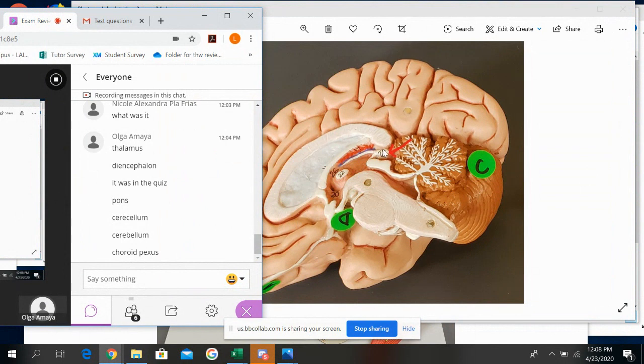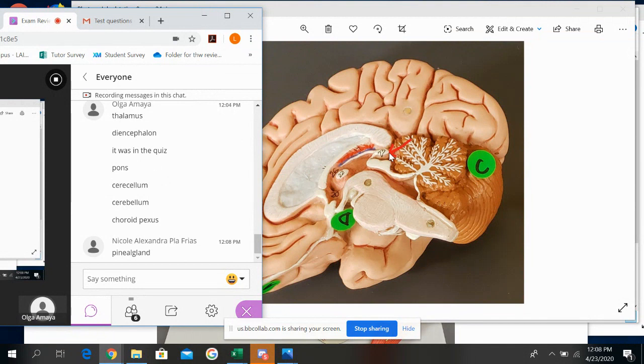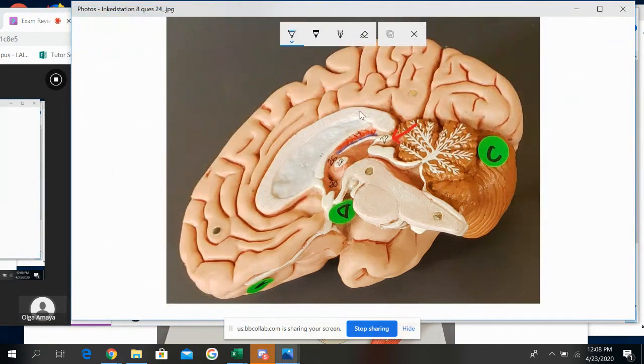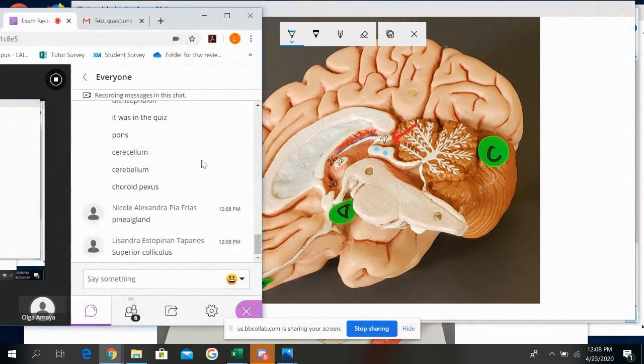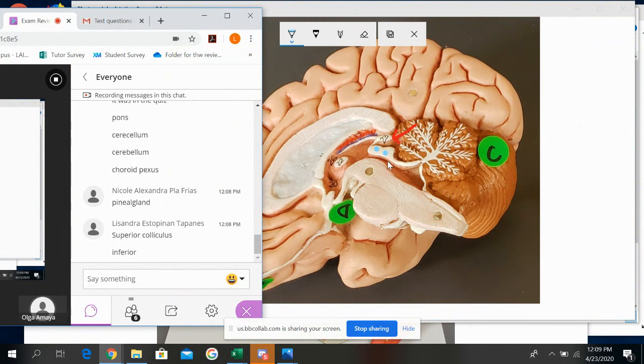What about 23? What's this thing right here? It starts with a P. Yes, your pineal gland. Very good. Okay, and what about these structures right below it? We went over it. Together as a whole, it's called... Okay, so the one on top is your superior colliculi. Very good. What about the one on the bottom? Your inferior colliculi. And together, they're called the corpora quadrigemina. Corpora quadrigemina. Very good.